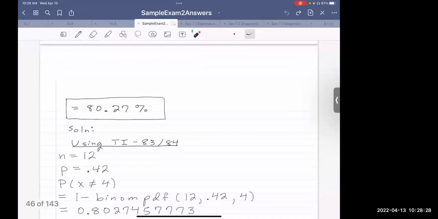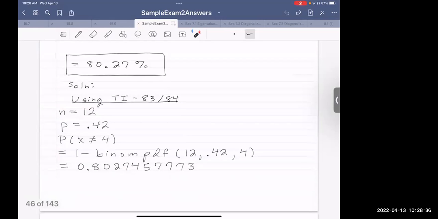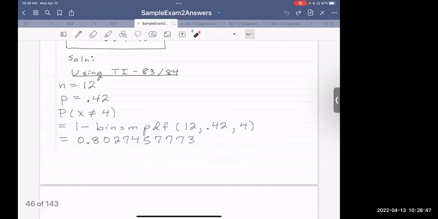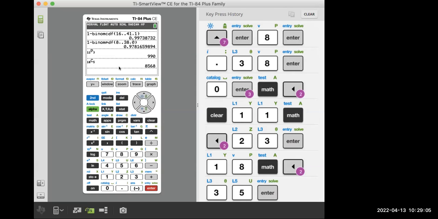Let me use the TI-83/TI-84 to do this. So again, this is a binomial distribution with n equal 12, p equals 0.42. To find the probability X is not equal to 4, I'll do the complementary event: 1 minus binomPDF 12, 0.42, 4. So let me do this on my TI-83/TI-84.